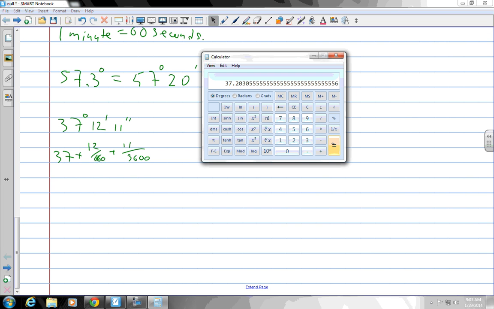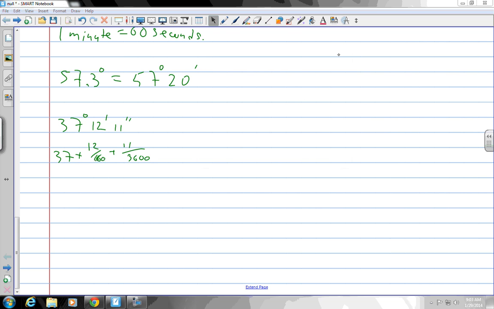That's how bases work, right? But anyways, this is not that important, the minute second thing.